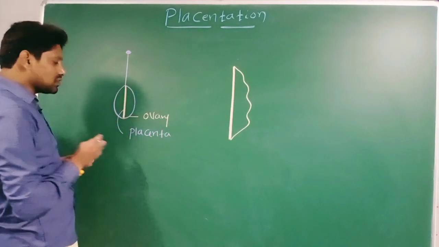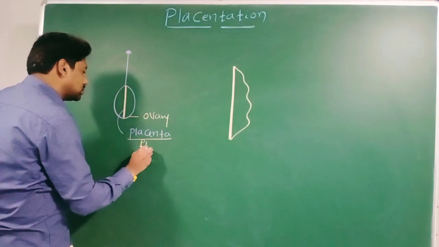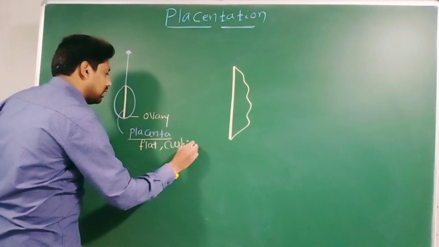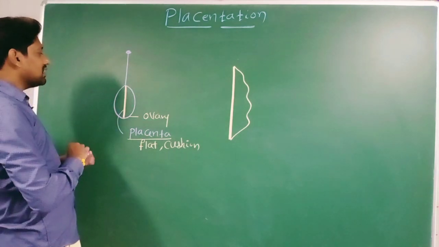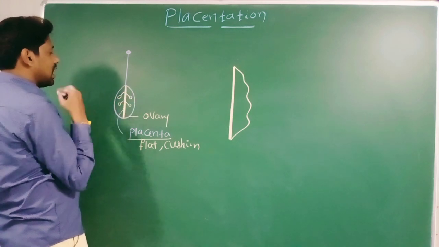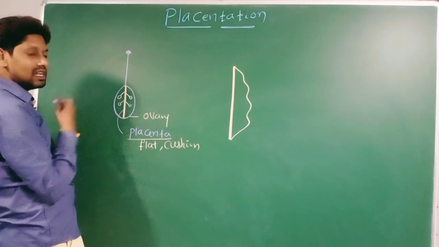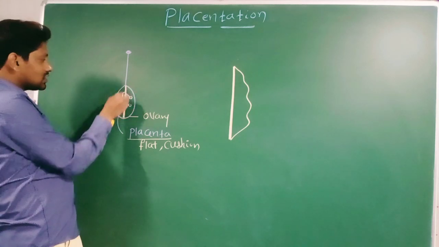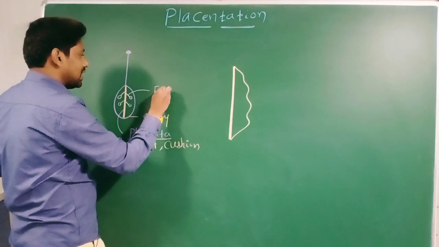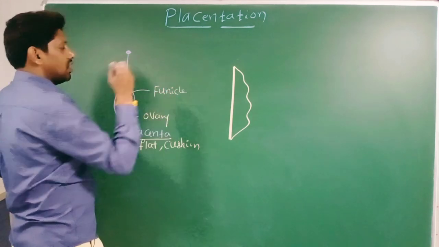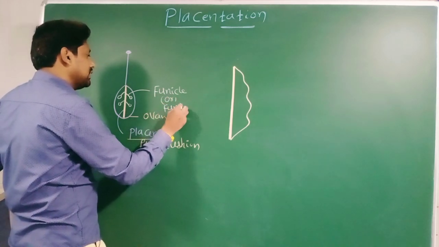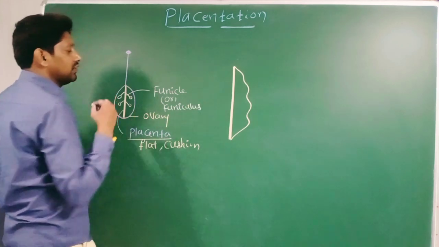Okay, right? This placenta is a flat cushion-like tissue. On the placenta, what are present? Ovules are present. This ovule is attached to the placenta with the help of a stalk. This stalk is called a funicle. Funicle is also called a funiculus.